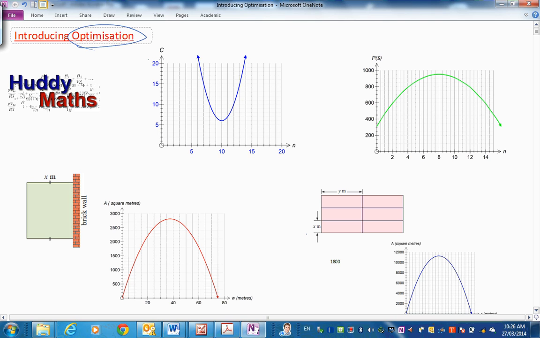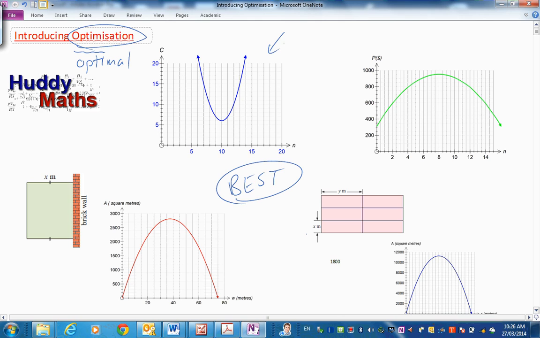Optimisation, what's that? Maybe we could get a clue from the first part of the word, optimal. Usually means best. So what we're looking at is finding the best scenario, the best solution to some problem. Let's look around the screen now.